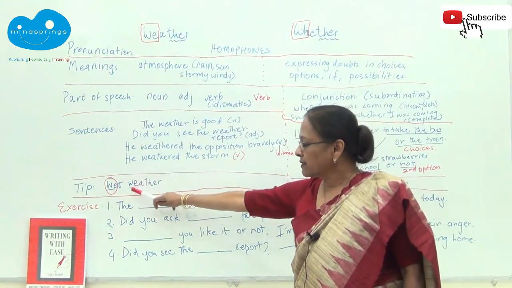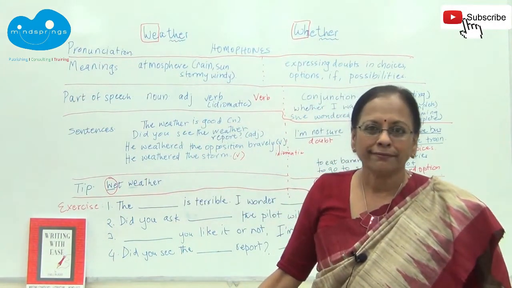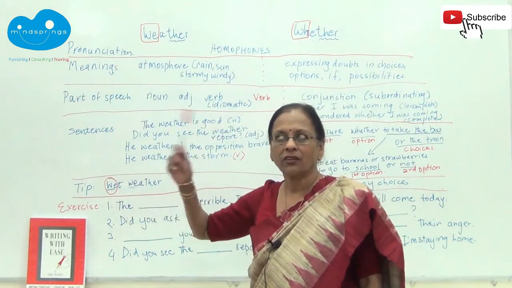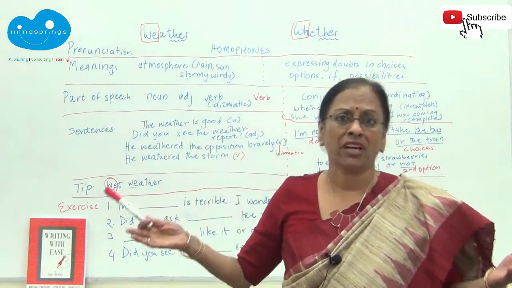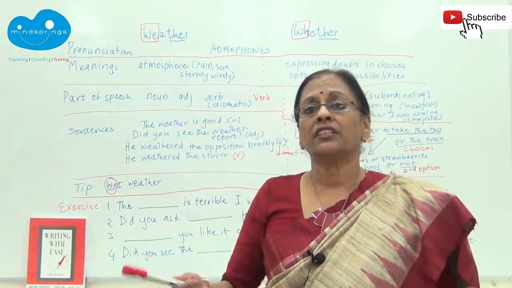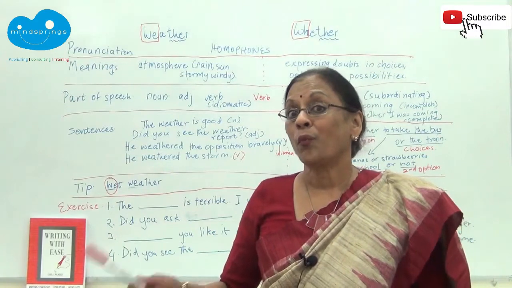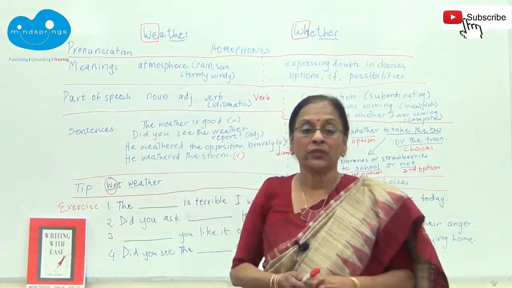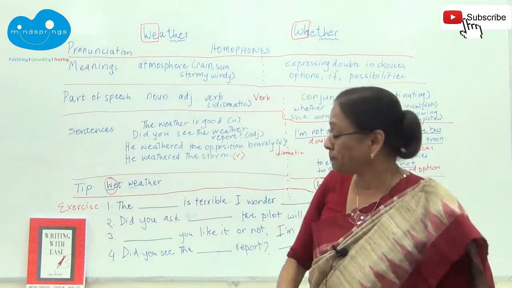The tip there is, just think of wet weather. You'll get the W-E. See, wet weather. Just think of the words wet weather. Everybody knows the spelling of wet, W-E-T. And so the W-E is for weather, the atmosphere, the kind of stuff that you get with rain, storms, etc.